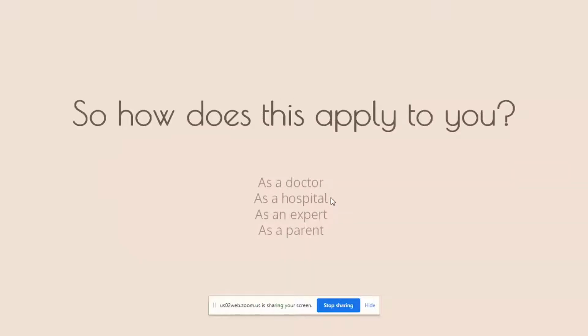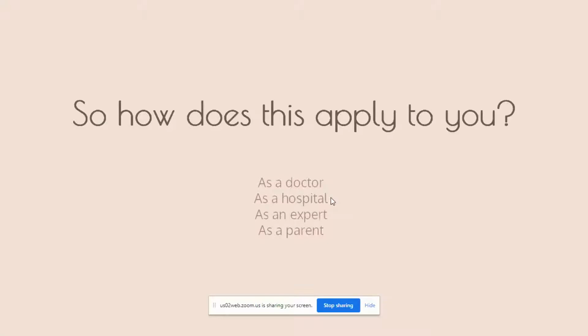So how does this help you, and how does this apply to you as a doctor, as a hospital, as an expert, or as a parent? I was thinking that since it's an International Pediatric Association event, maybe there are a lot of parents who might be part of this. I'm not very sure, but if they are there in this particular group, that's a very good thing. So how does this apply to you?